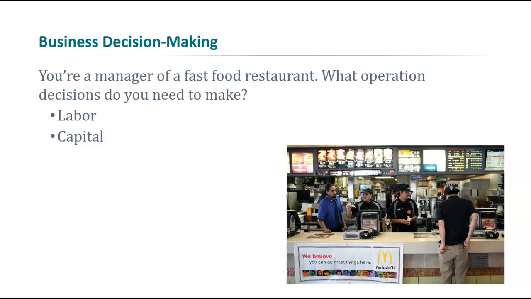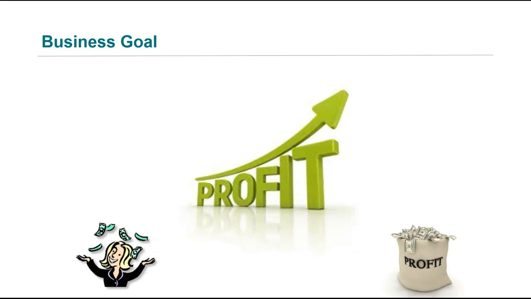And you've also got to make decisions about other inputs. So like how many hamburger buns do you need to buy? How much ketchup do you need? Those types of things. In all of these decisions, what is your goal? If you're a business manager, if you're running a McDonald's or any other business, your goal is profit. Not just profit, but as much profit as possible. Your goal is to maximize profit.